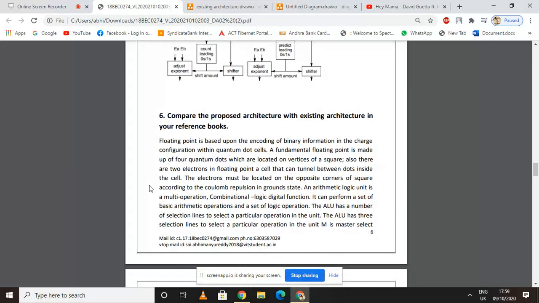The sixth question is regarding comparing the proposed architecture with the existing architecture in our reference books. The floating point is basically based upon the encoding of binary information in the charge configuration with quantum dot cells.